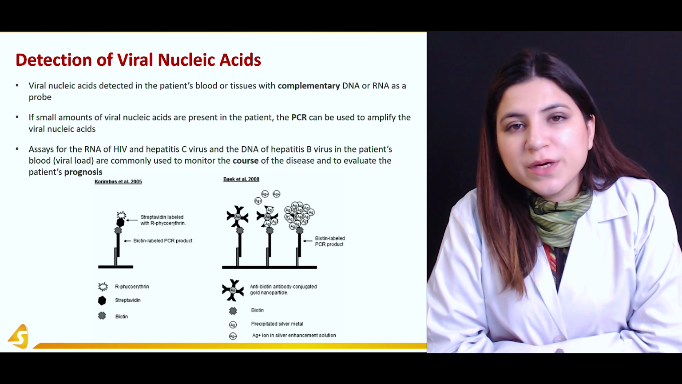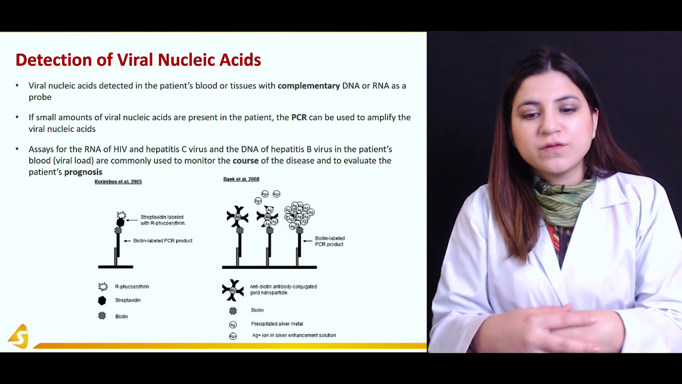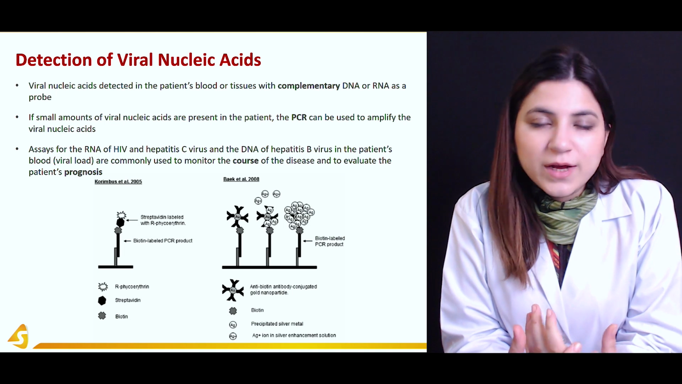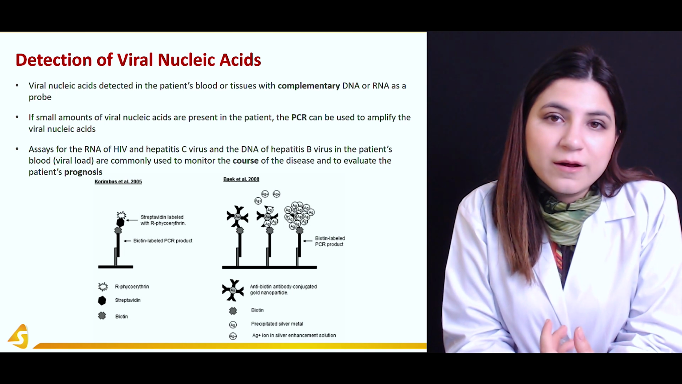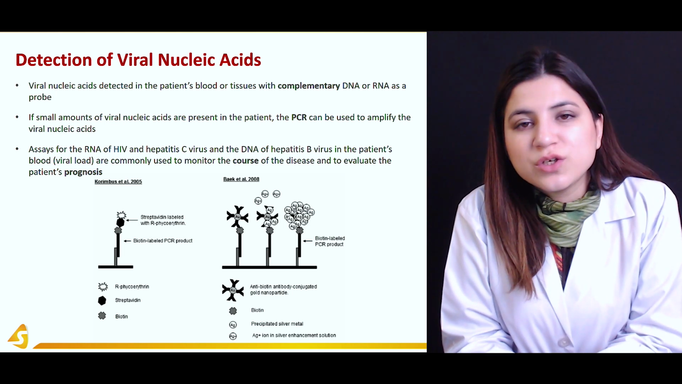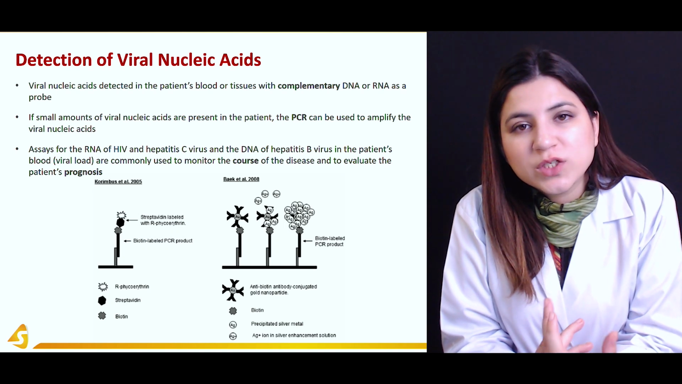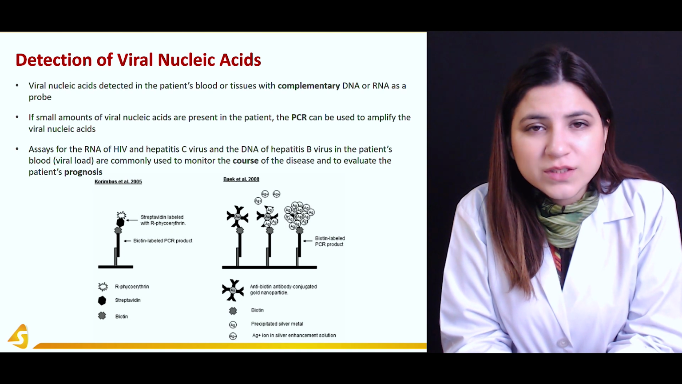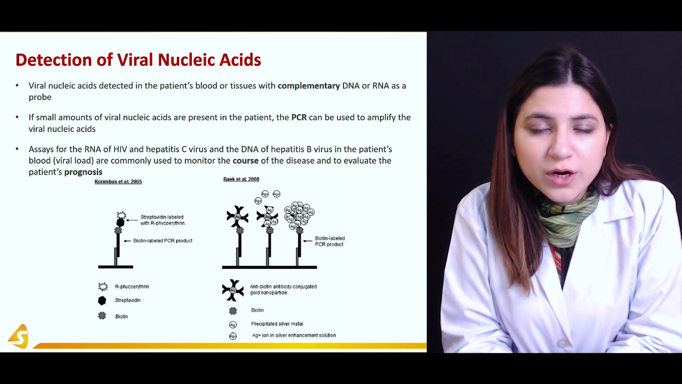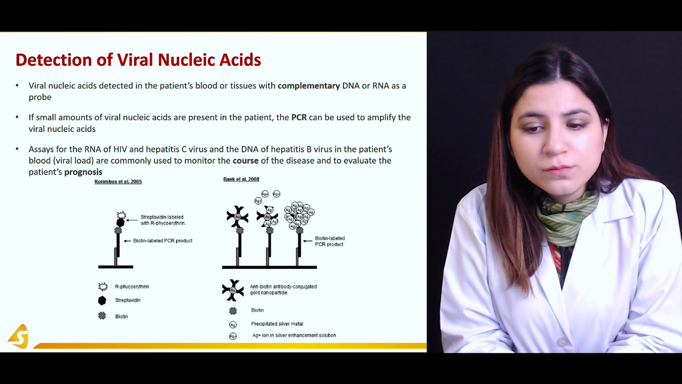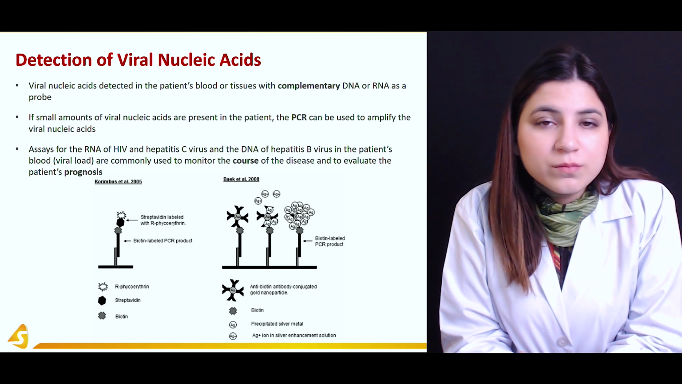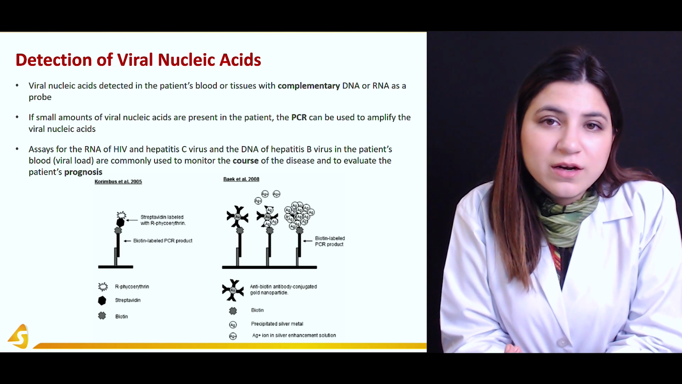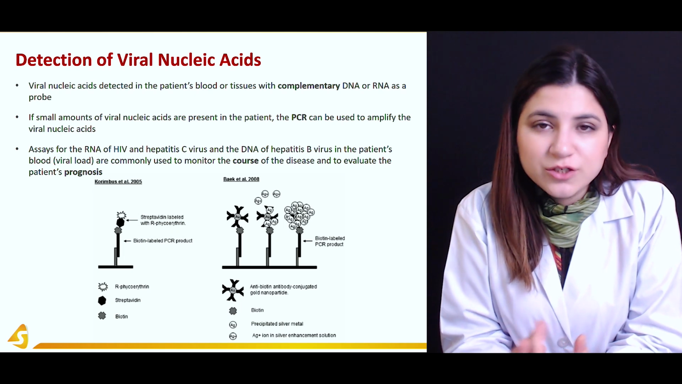Now, this is important because in most cases, the viral nucleic acid can be seen later in the stage, and that's when the virus infection has actually spread to many of the cells or to multiple regions of the body. So it means that we are detecting the viral infection at a later stage.